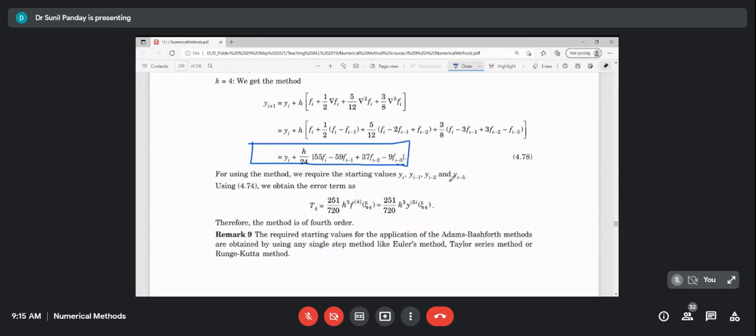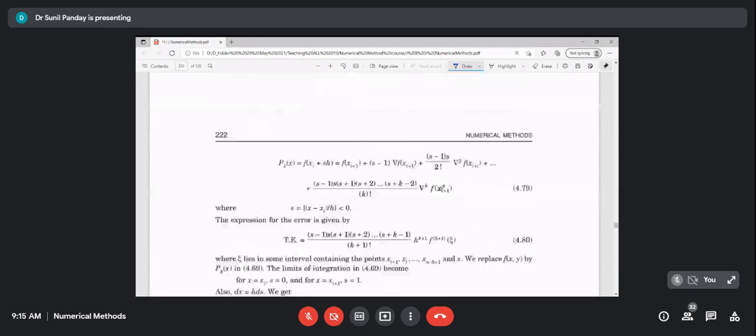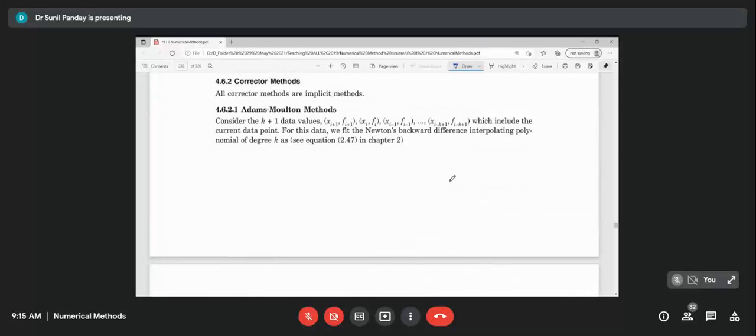The change of energy up to two states. And then we discussed these two examples, initial states and the final states. So then we have another method, like a corrector, and this one is the Adams-Moulton method.